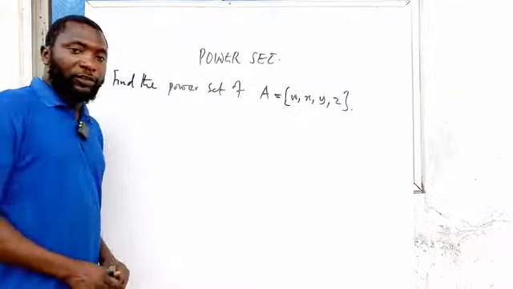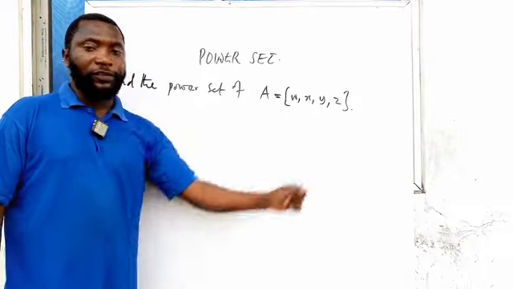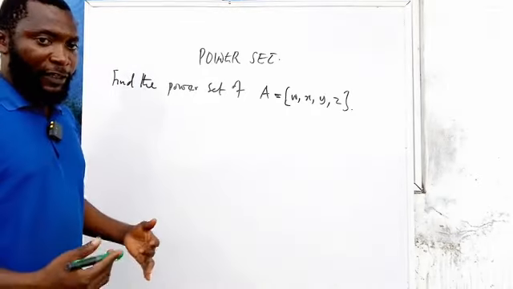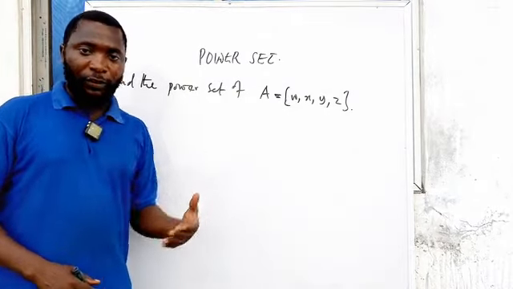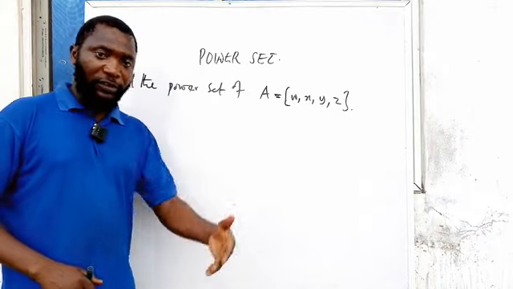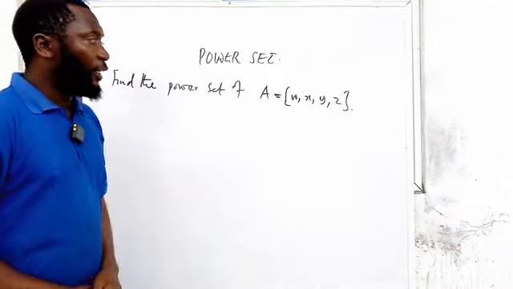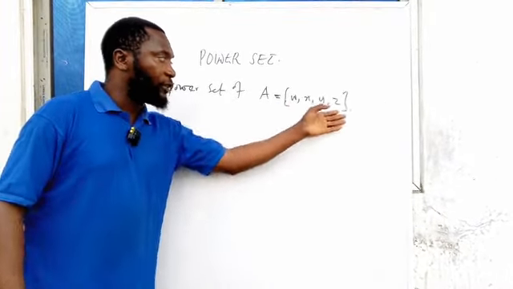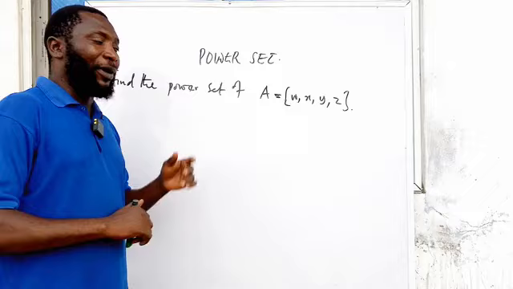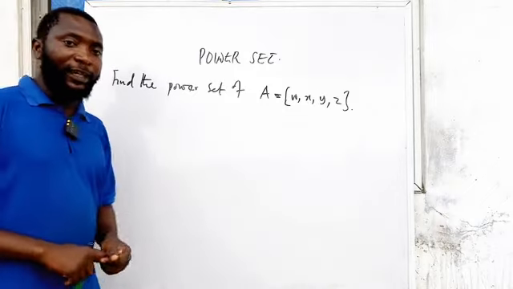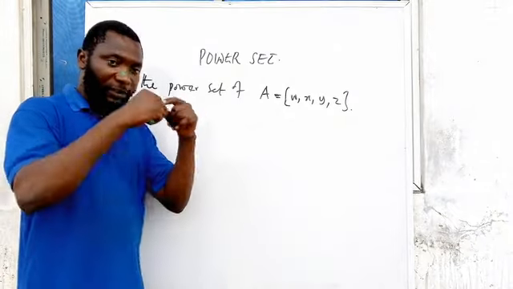So let's consider this example. We are to find the power set of this set. From our definition, we said a power set is the set of all possible subsets that can be formed from a given set. It means all possible subsets of this set A is what we call a power set. And I said earlier that for any given set, the automatic subset is the set itself.